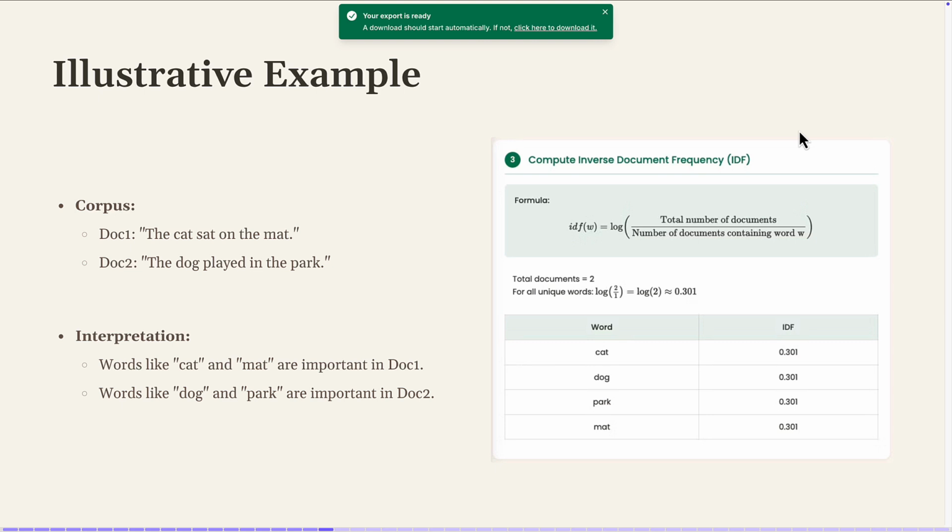Okay. Now we calculate the IDF. Total number of documents. How many documents do I have? 2. I have 2 documents. Number of documents containing the word W. Okay. For all unique words, we will have the following. For the log 2, number of documents containing the word W. So we have 2 divided by 1.